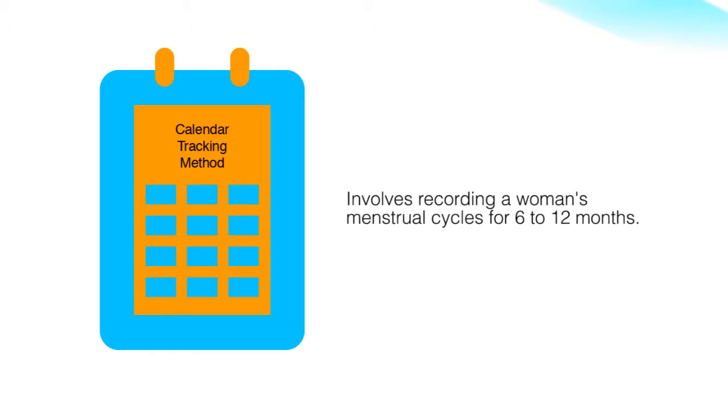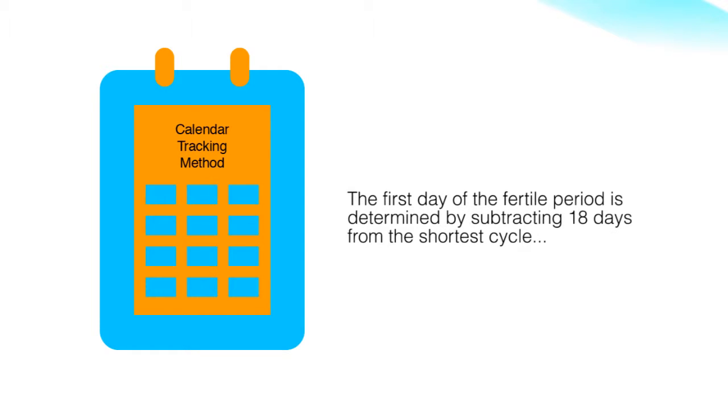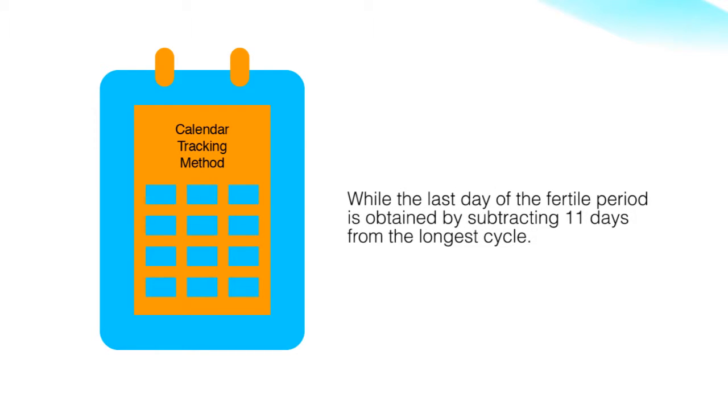The calendar calculated method involves recording a woman's menstrual cycles for 6 to 12 months. She will pick the longest and shortest of her cycles. The first day of the fertile period is determined by subtracting 18 days from the shortest cycle, while the last day of the fertile period is obtained by subtracting 11 days from the longest cycle.